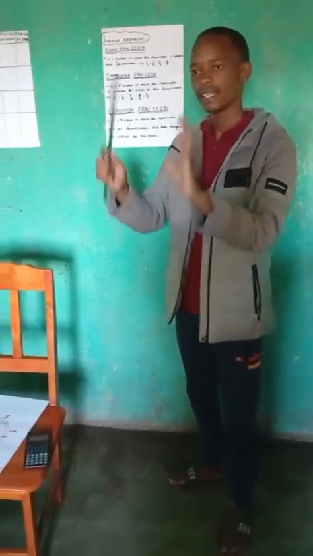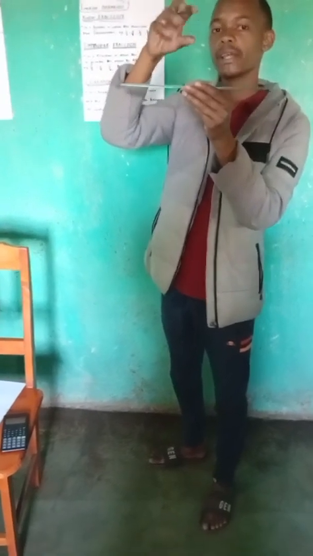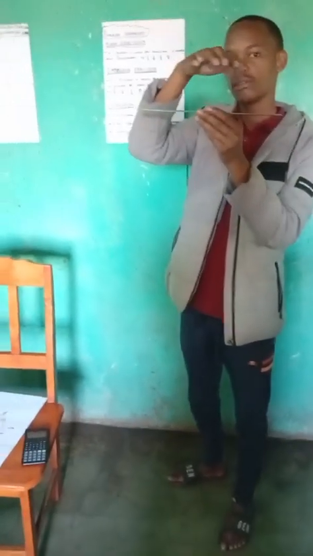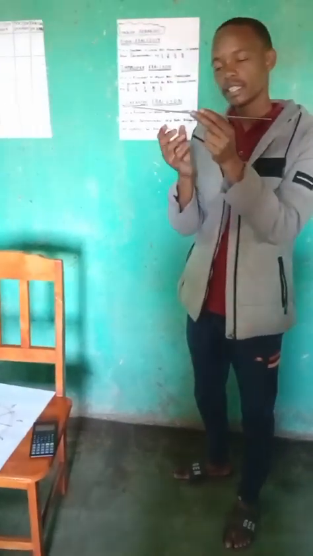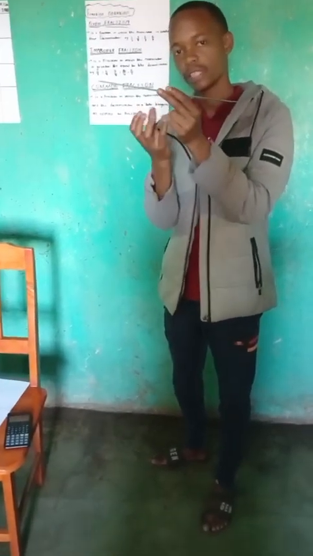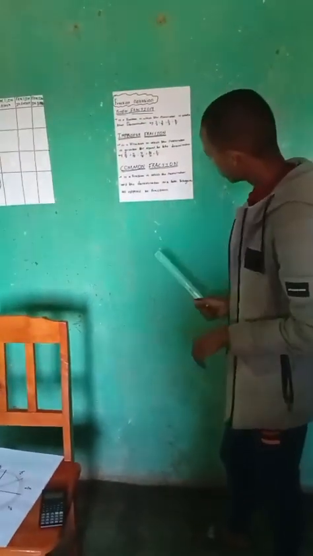So what is the numerator? The numerator in a fraction is the number that is on top of the fraction. The denominator is the number that is at the bottom. That is the denominator.